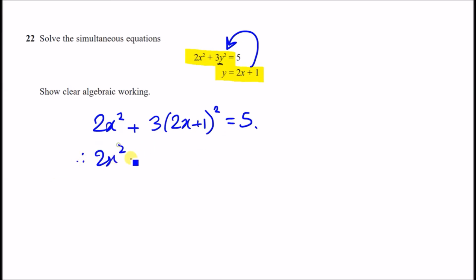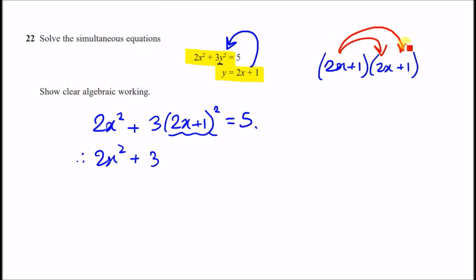You still got 2x squared here, 3, and notice you got a squared bracket here. This is basically 2x plus 1 times 2x plus 1. I'm going to do the working out here. So to expand this, just use the FOIL method, multiply this with that, and 2x of 1, 1 of 2x, 1 of 1. Doing 2x times 2x is 4x squared, 2x times 1 is 2x, and then same thing, 1 times 2x is another 2x, giving you 4x in total. 1 times 1 is plus 1.